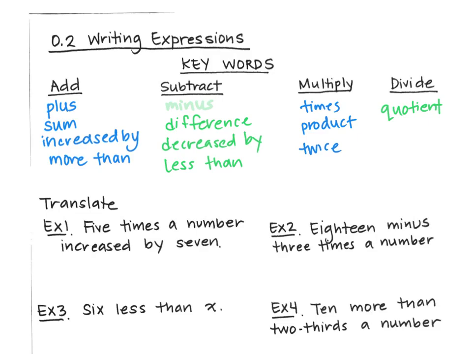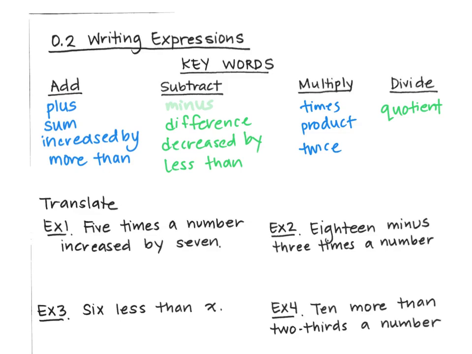For section 0.2, we're going to write expressions, basically translating word problems into algebraic expressions. Expressions do not have equal signs. Some words that you frequently see for add: plus, sum, increase by, more than. I'm going to come back to more than in a second. For subtraction, some common words are minus, difference, decrease by, or less than, which I will also come back to.